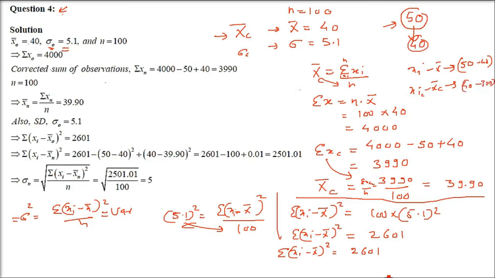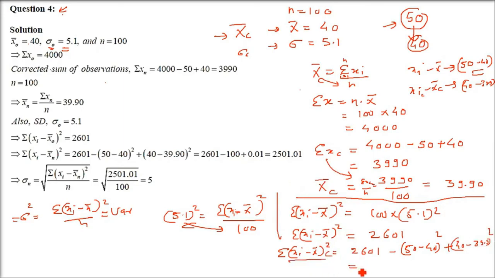Please remember 39.9. First time you have to take x bar. Second time, previously you took 40 because it was uncorrected. So you have to subtract this incorrect version, 50 minus 40 whole square. This you have eliminated. Now you have to add the correct one, that is 40 minus 39.9. You have to add this square. Then only you will get a corrected sigma xi minus x bar whole square.